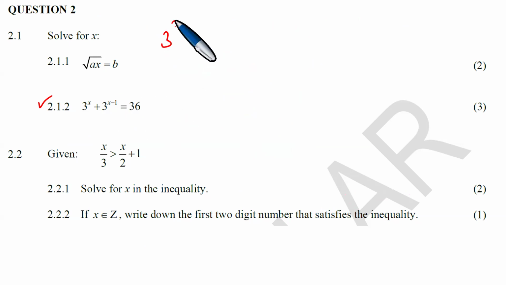2.1.2, which is 3 to the power x plus 3 to the power x minus 1 equals 36. What do we do here? Because we want to solve for x. That's the question. We need to solve for x.